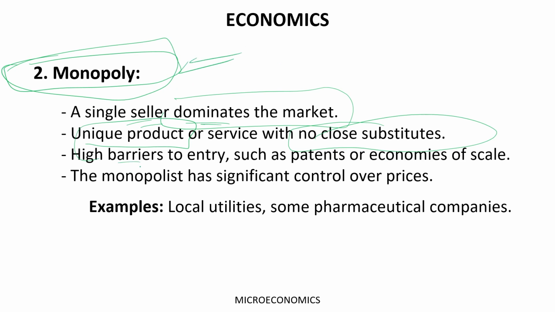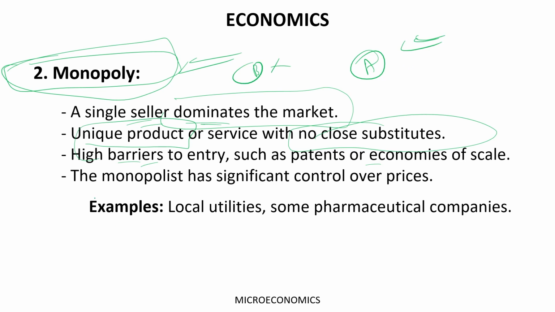There are high barriers to entry such as patents or economies of scale. It means that no other player can enter the market so easily. Suppose A is the monopolist, then he will try not to let B enter the market so that his hegemony will prevail and continue further.